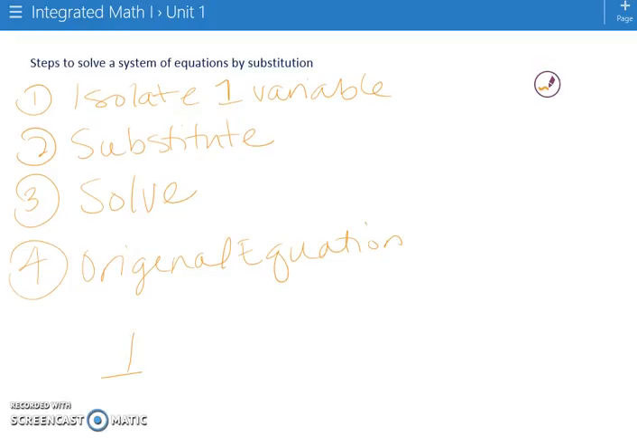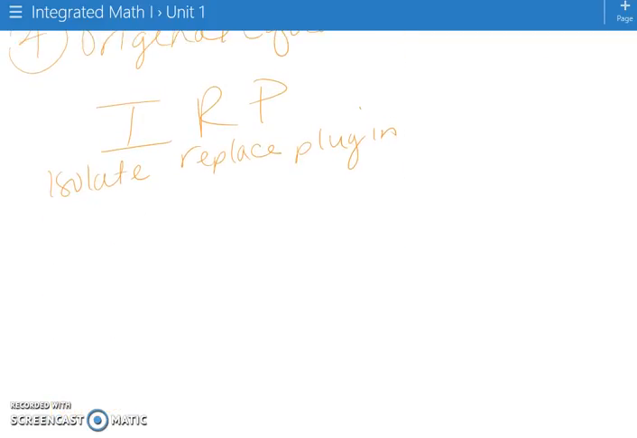So you can think of it like IRP: Isolate, replace, plug in. Alright, so let's just jump into an example.